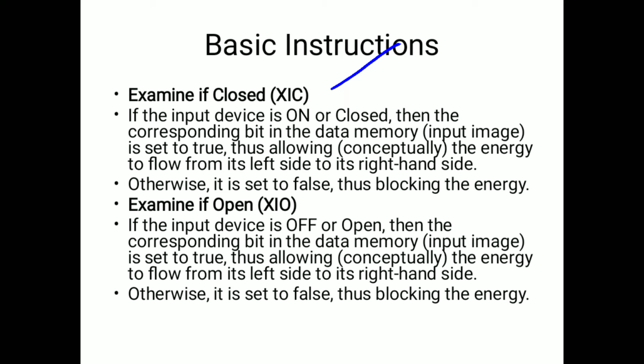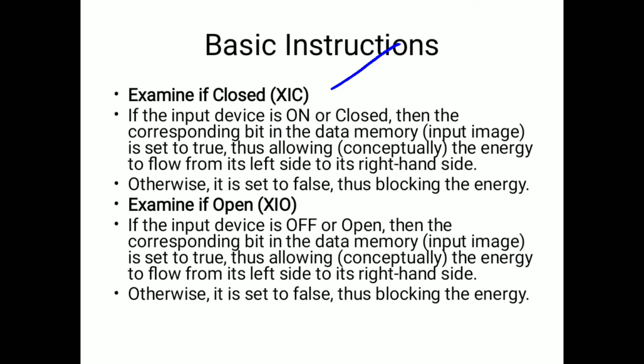It becomes set, meaning it will become 1, and if the switch is closed, it will pass the signal from the left side to the right side. So energy will flow from the left side to the right-hand side. In case the condition is false, meaning the input device is off, then this bit will be set to false, and in that case it will block the energy. So this is called the XIC instruction that is used for PLC programming.